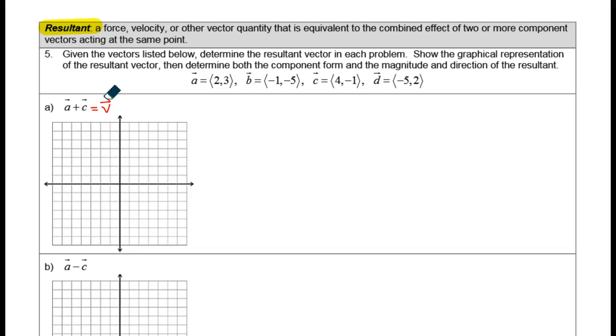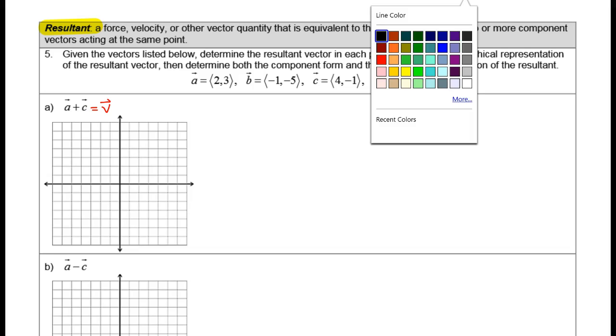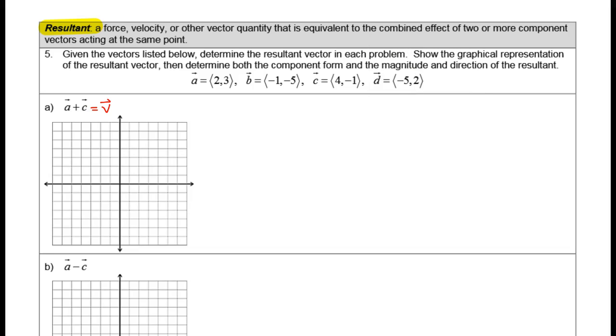And let's go ahead and graph each of the vectors. So we'll start by graphing vector a. And vector a has a horizontal component of 2 and a vertical component of 3. So that's vector a. And vector c has a horizontal component of 4 and a vertical component of -1.